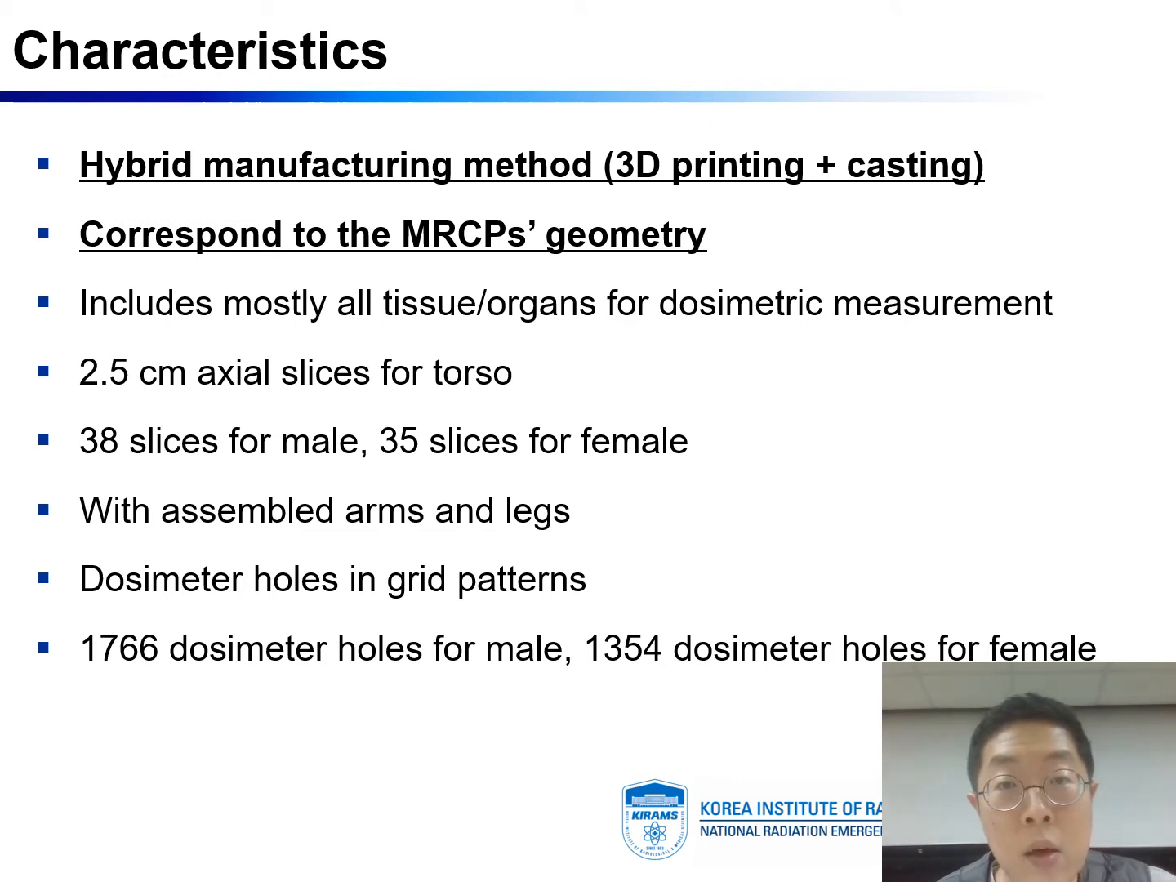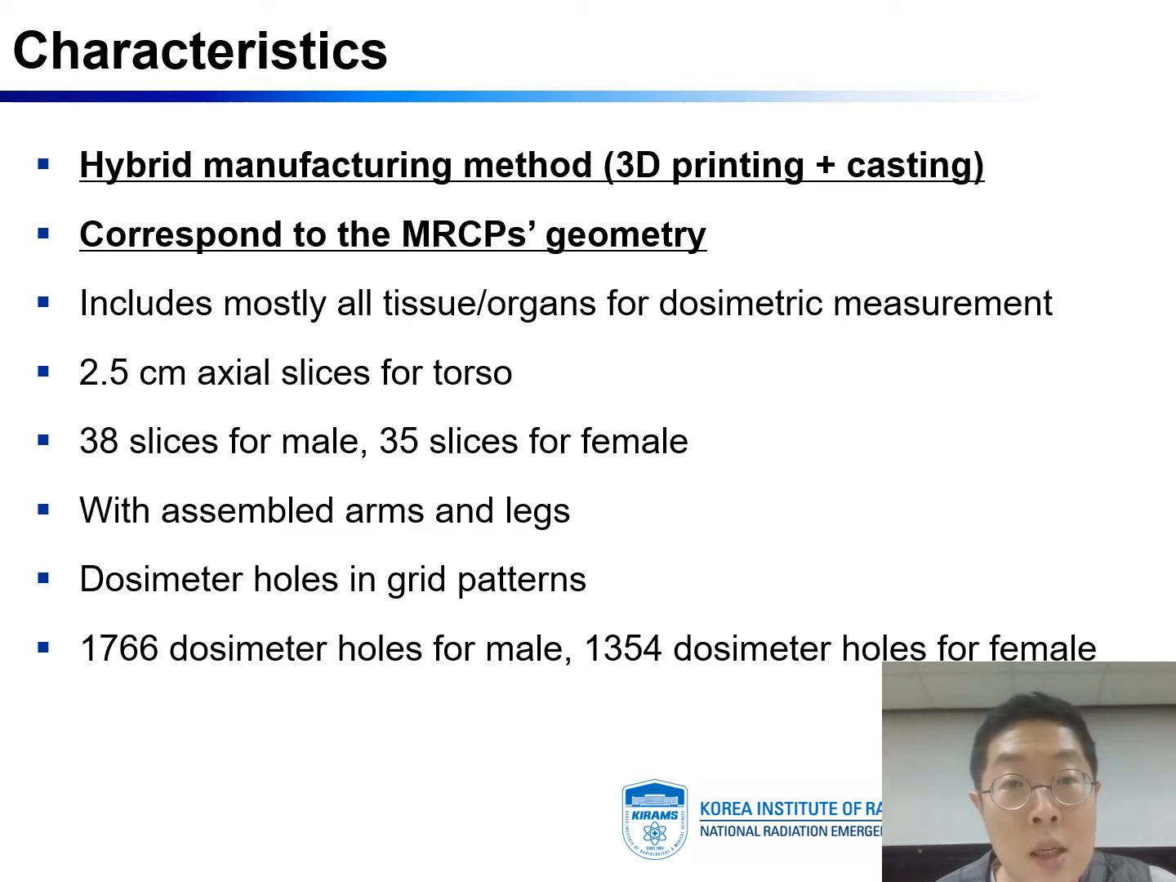So here are the characteristics of the developed physical phantoms. We newly developed the phantom using hybrid manufacturing methods, which is 3D printing and casting. And the phantoms correspond to the MRCP's geometry. So thanks to the MRCPs, the physical phantom also includes mostly all tissues or organs for dosimetric measurement.